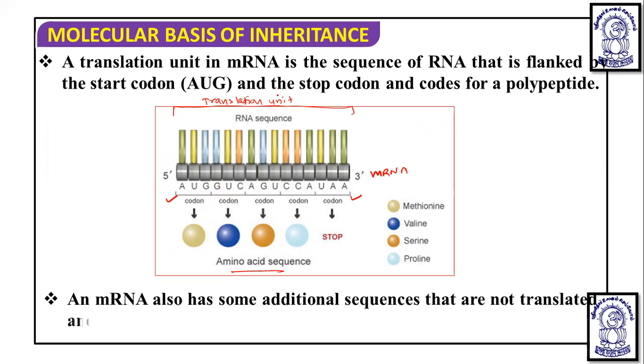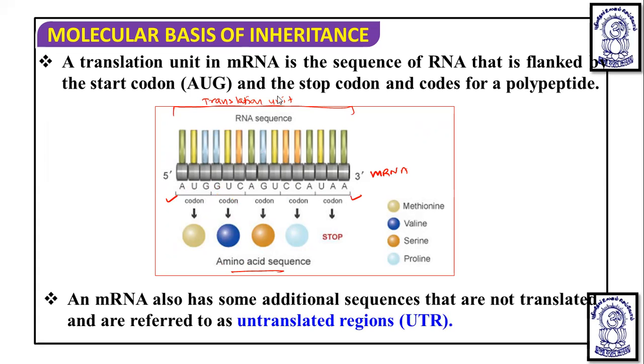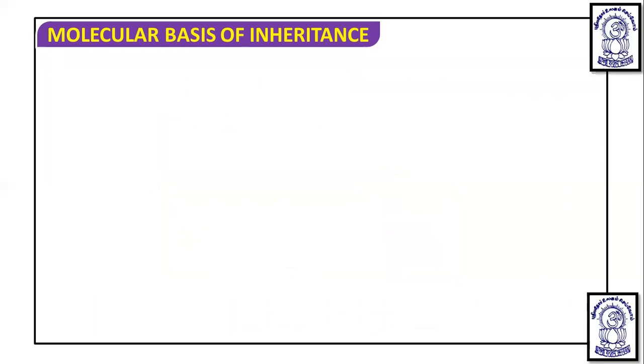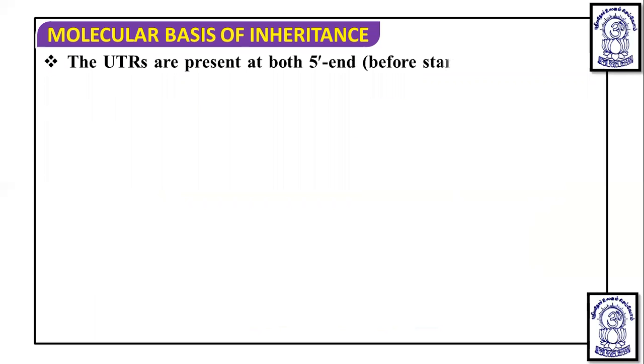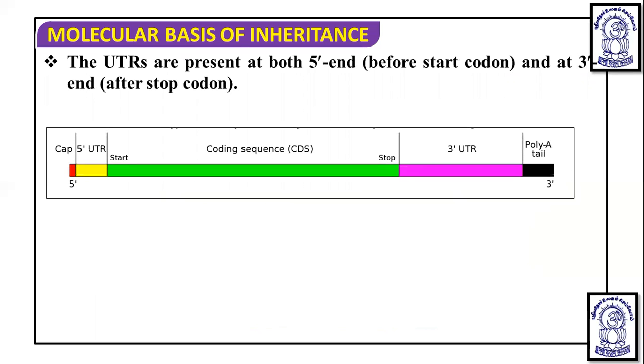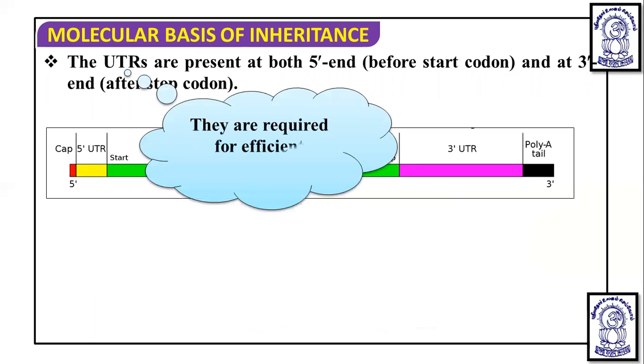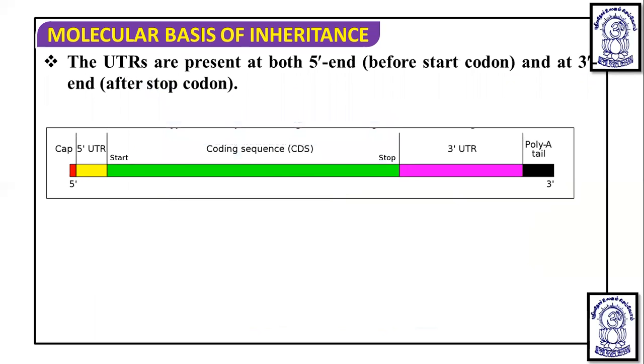And an mRNA also has some additional sequences that are not translated, referred to as untranslated regions, and where they are located we have already discussed in the mRNA part in the previous lecture. We know UTRs are present at both the 5' end, before the start codon, and the 3' end, after the stop codon, and they provide the efficiency required for the translation process. As you can see, this is the coding sequence, and before this there is a UTR, and before that the cap. The 5' UTR is present between the 5' cap and the start codon. After the stop codon, again a UTR is there at 3', and then the poly A tail is located.